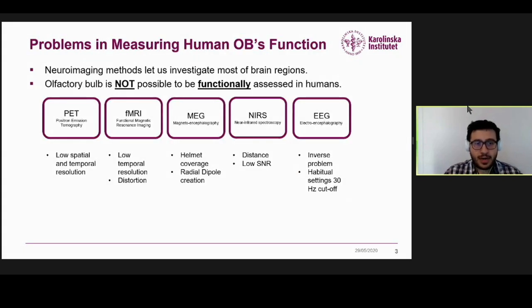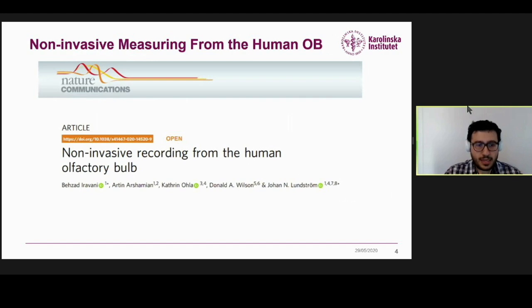However, we know very little about the human olfactory bulb, mainly due to the lack of non-invasive methods to measure the function of human olfactory bulb. Here you can see common neuroimaging techniques and their shortcomings when it comes to measuring the function of human olfactory bulb. Recently, we developed a non-invasive recording that can assess the function of human olfactory bulb.